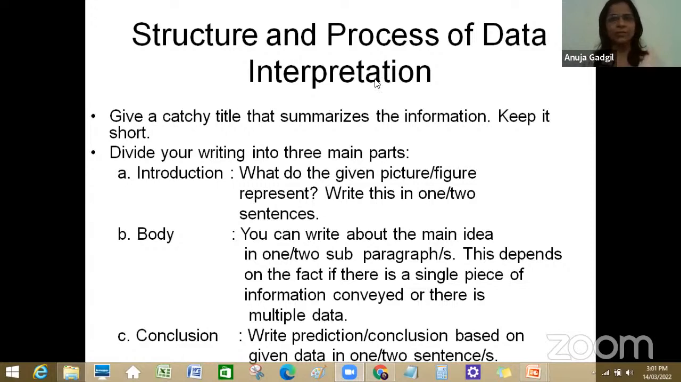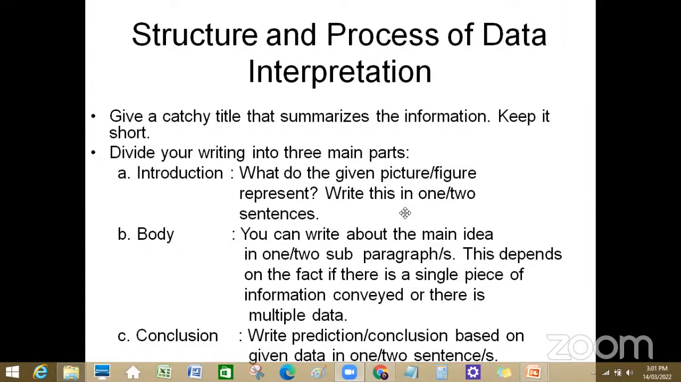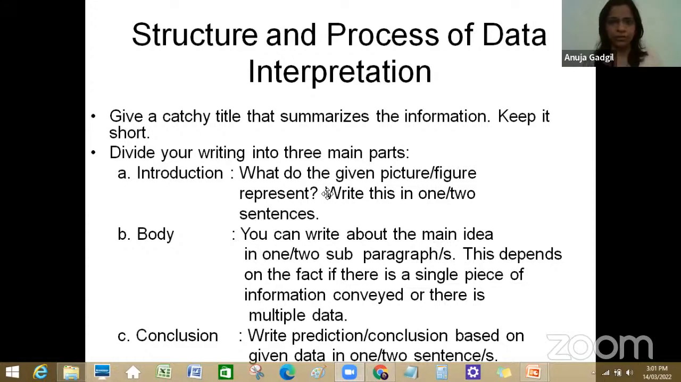Sangeeta, just tell me, we are at the slide structure and processes of data interpretation. You can see it, right? Okay. Thank you so much.